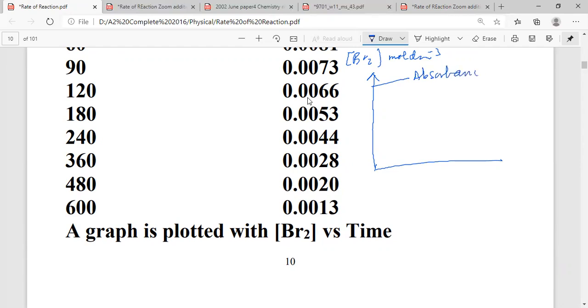Absorbance value against time. So again, it is concentration of reagents versus time. Now, in this case, for your practical, for your experimental data, it is always concentration of reagents against time. Now, for this graph, there are three types of graph. Let me show you the question that came out because of this.